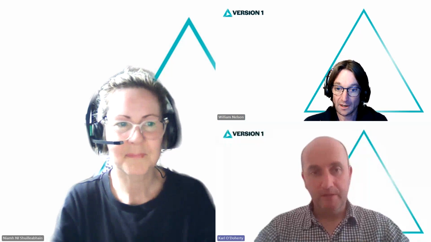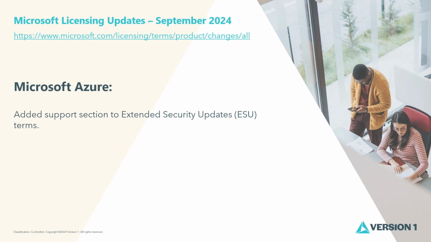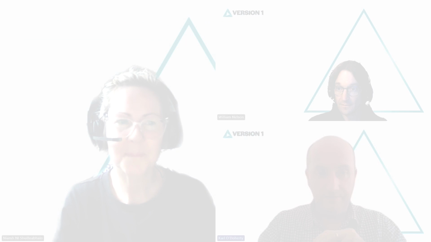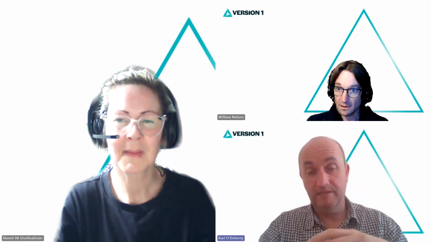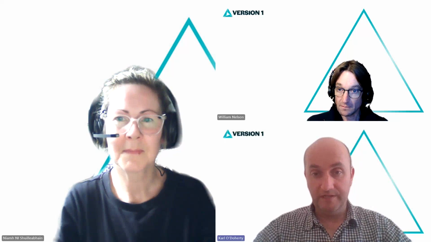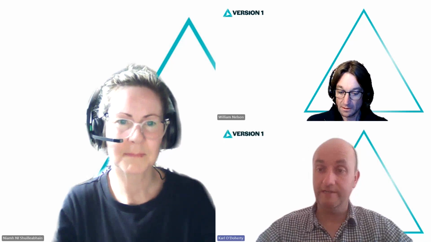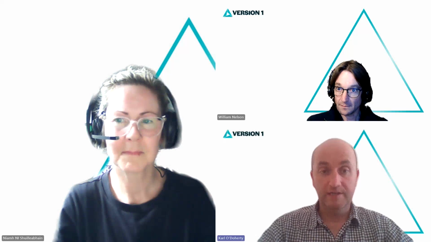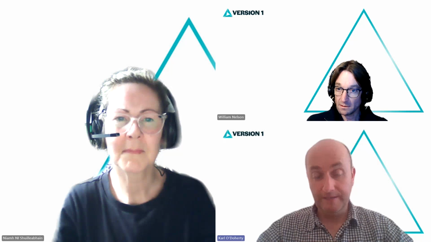Great stuff. Thanks, William. So I had a brief look at the Azure section, where there was some added support and extended security updates, or ESU, should I say, terms. So some slight changes to the language in that section. In September, we can see in the product terms that for SQL Server extended security updates, or ESUs, year 2 and subsequent versions, the customer is permitted to apply an ESU enabled by Azure Arc only if the licensed server is covered with a SQL Server ESU license for the preceding year.